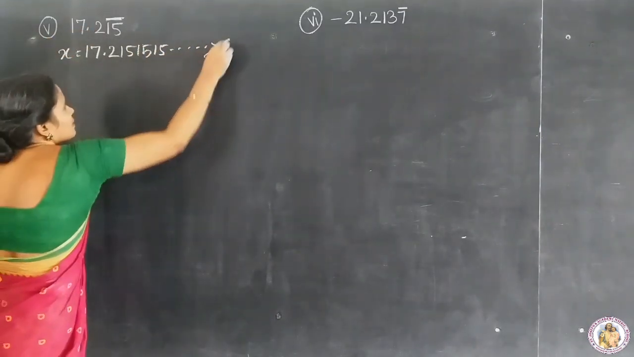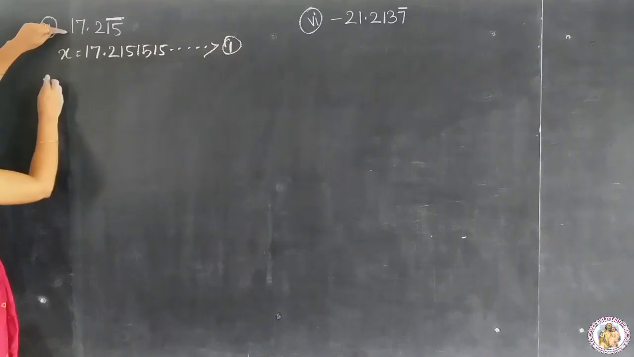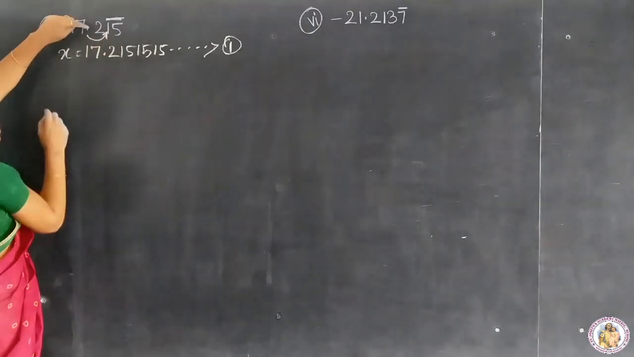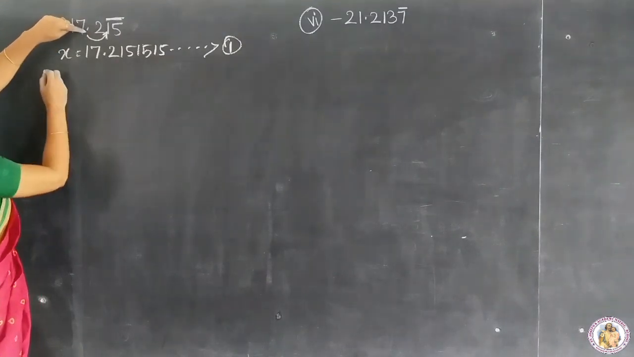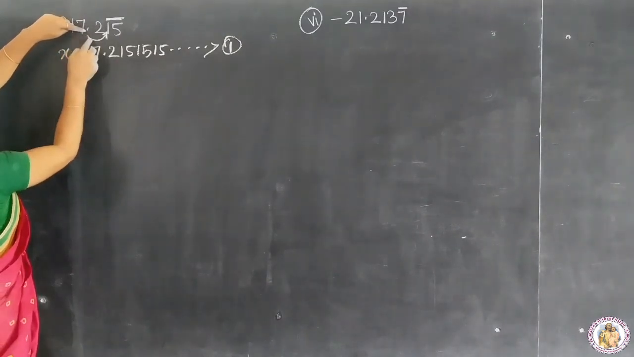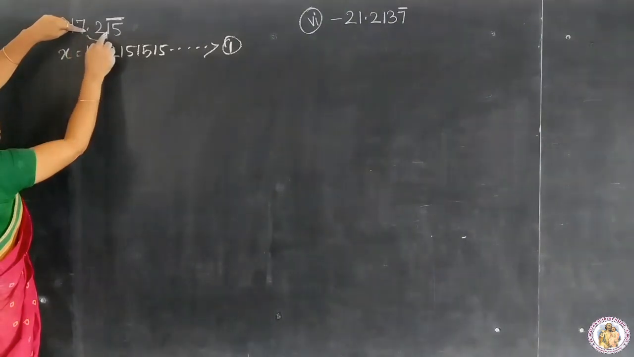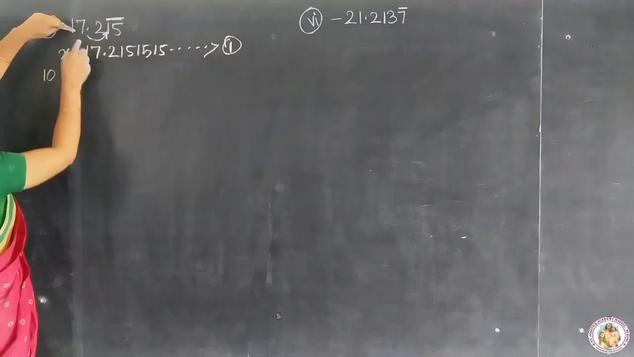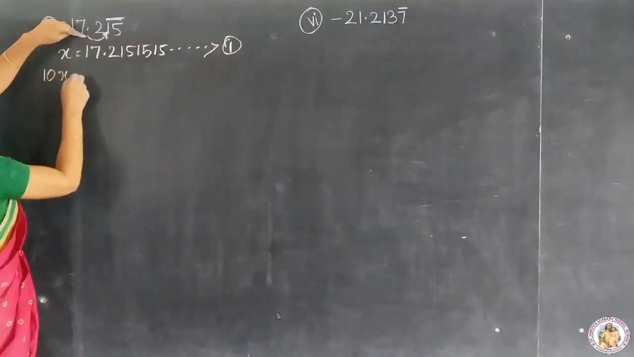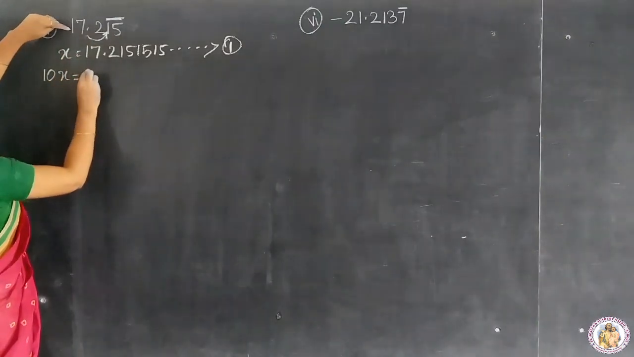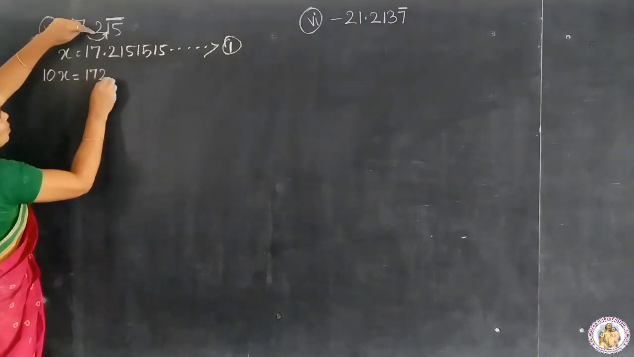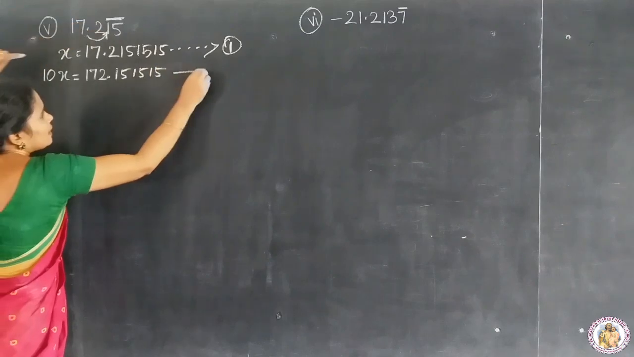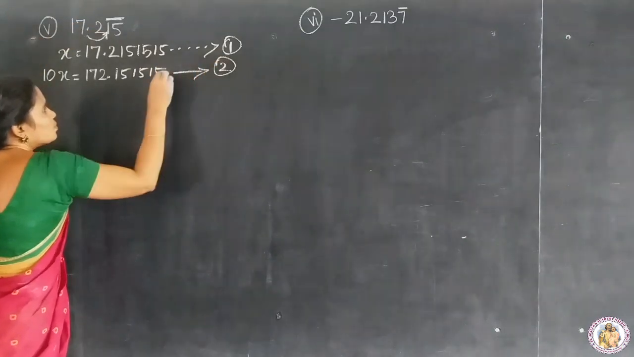Okay, taking this as 1. And again after decimal, before bar take 1 place. Here after decimal 2 is here. So if you move 1 place it becomes tens. So 10x is equal to 172.1515. Taking this as 2.